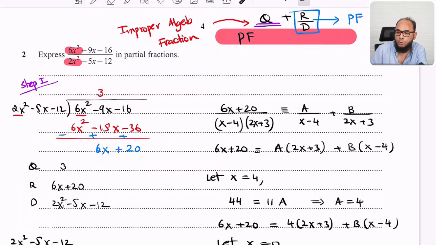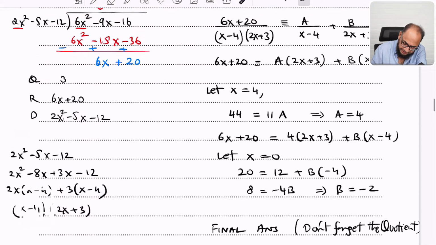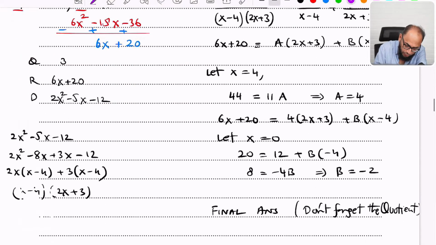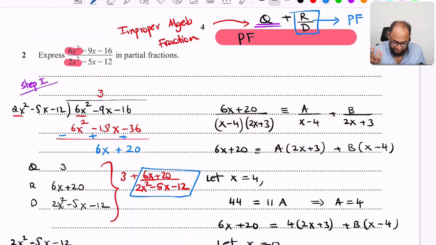So now over here, what we can do is that, let me just correct it. Okay. So now the next thing that we need to do is that we get a quotient, remainder, divisor. So this is quotient, this is remainder, this is divisor, and we write this thing as quotient plus remainder over divisor. So now let me write this thing over here. One thing over here, that is quotient plus remainder 6x plus 20 over divisor, that is 2x squared minus 5x minus 12. And now we will start with this thing, and then we will break it up into partial fractions. That is the thing that we need to do.